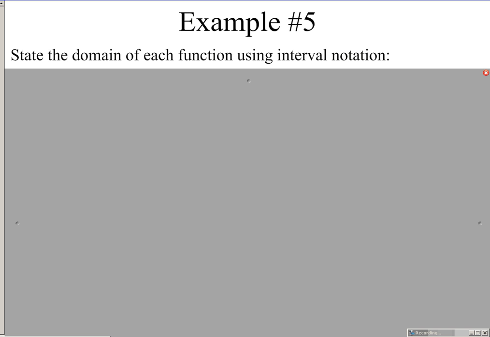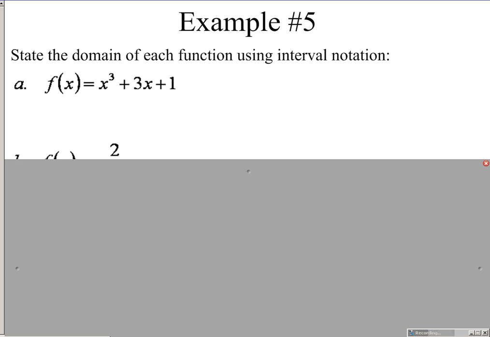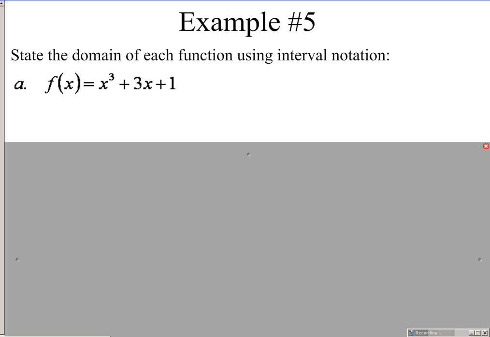Looking at some examples here: state the domain of the function using interval notation. We're looking for one of two things. You should be asking yourself: does this function have a variable underneath an even indexed radical? Does this function have a variable in the denominator of a fraction? If it has neither, we do not have any domain restriction, which means x can be anything. In interval notation, that is the interval from negative infinity to infinity.